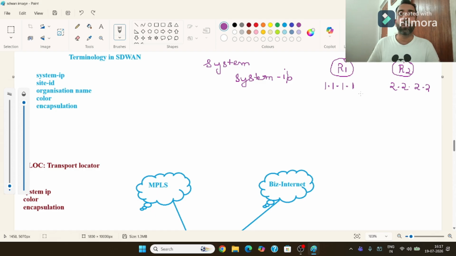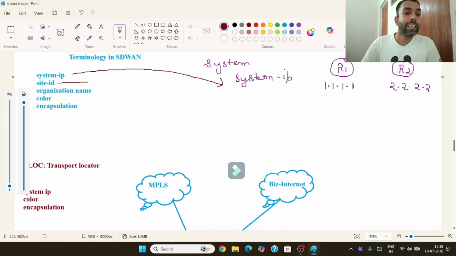In the OSPF protocol, a particular router has a router ID. Similarly, in SD-WAN, a router and a controller. I will repeat that again. A controller and a router will have a unique system IP address. It is basically to identify that particular device.